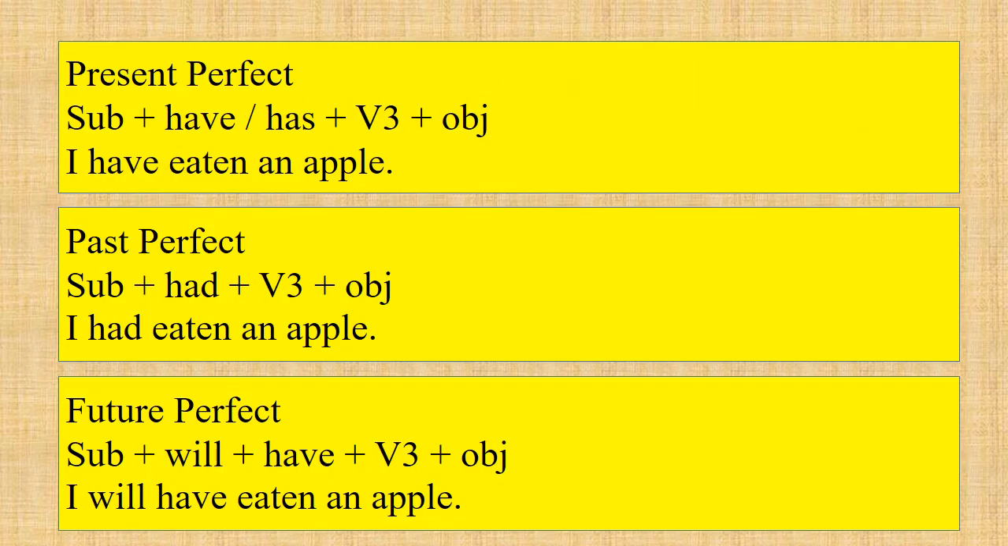Let us revise all the three tenses: present perfect, past perfect, and future perfect. The formula for present perfect is subject plus have or has plus V3 plus object. I have eaten an apple. Past perfect. The formula for past perfect is subject plus had plus V3 plus object. I had eaten an apple. Future perfect. The formula is subject plus will plus have plus V3 plus object. I will have eaten an apple.